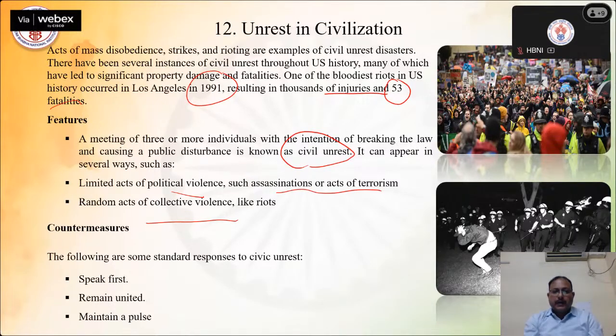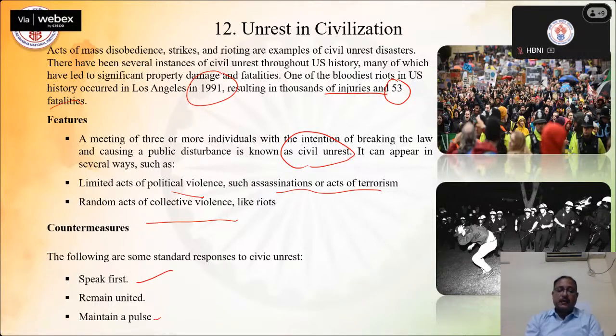Countermeasures: speak first, remain united, maintain a pulse. It means you have to think, speak first. Whatever is in your mind, you have to speak to people. Remain united. Whatever is your country, whatever is your belief, first think. You be united. It's not like somebody says something is going to happen and you start fighting with this particular response. No, it's not like that. Maintain a pulse. Stop your thoughts for some time, think about whether it is okay or not, then only take a decision.